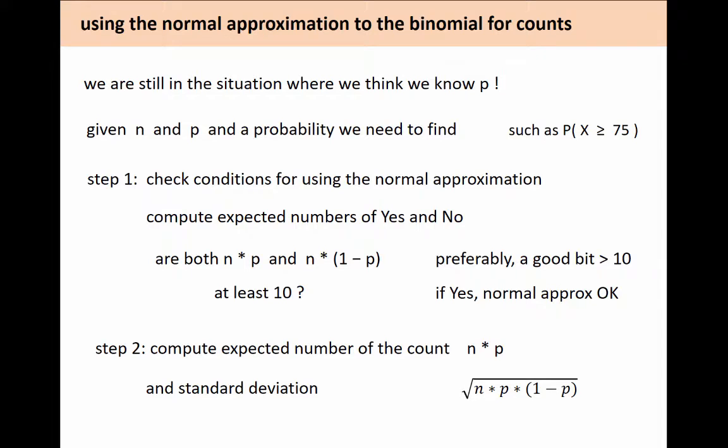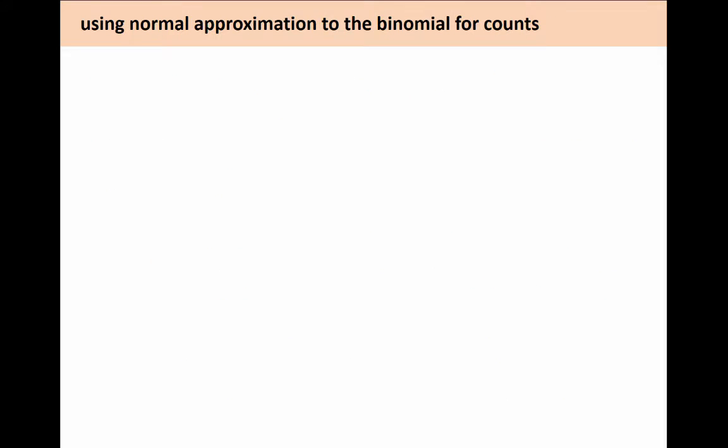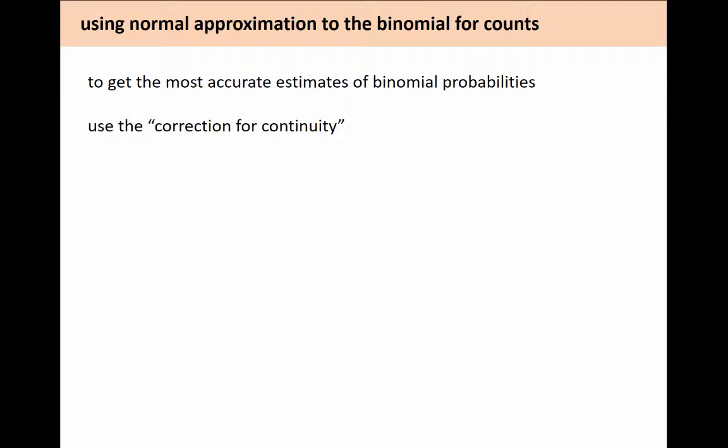Step 2, if you're okay on the conditions, compute the expected number of the count, and actually you already have that because it's n times p. Compute the standard deviation of the count, the square root of n times p times 1 minus p. So if we've got that set up, to get the most accurate estimates of binomial probabilities, we're going to use something that is called the correction for continuity.